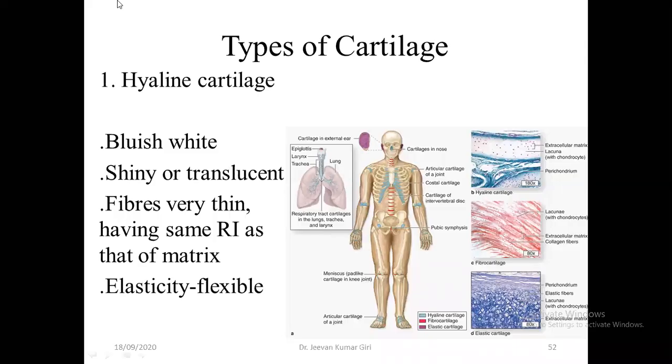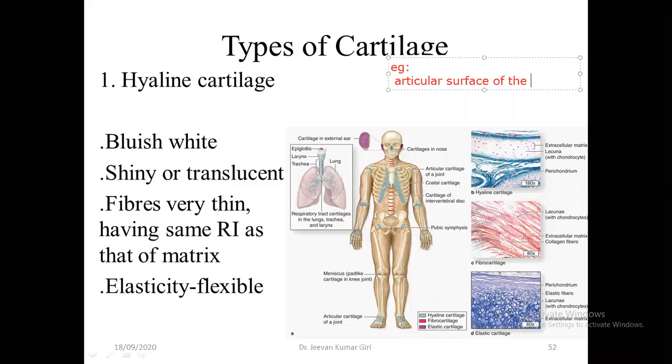Now we have to know in which part of the body you will find the hyaline cartilage. I will give examples. Most of the articular surfaces of the bone are lined by the hyaline cartilage. The articular surface of the bone means the part of the bone that takes part in the formation of joints. You can see here in the elbow joint this bluish color; these are all hyaline cartilage only.